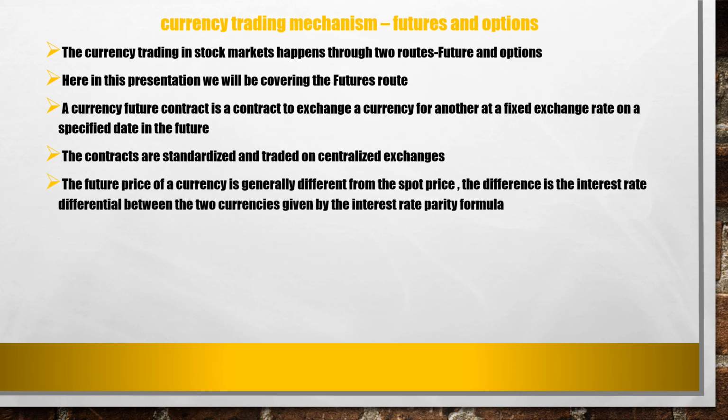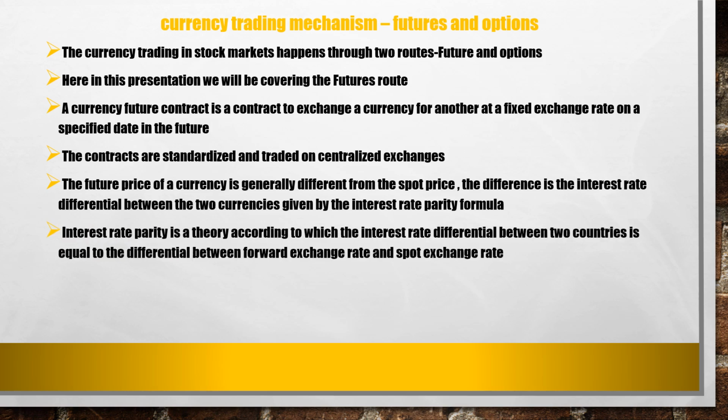The future price of a currency is different from the spot price. The difference is the interest rate differential between the two currencies given by the interest rate parity formula. Interest rate parity is a theory according to which the interest rate differential between the two countries is equal to the differential between the forward exchange rate and the spot exchange rate.